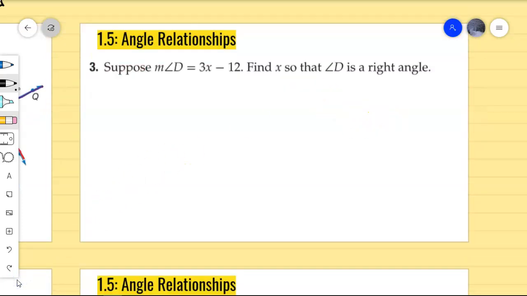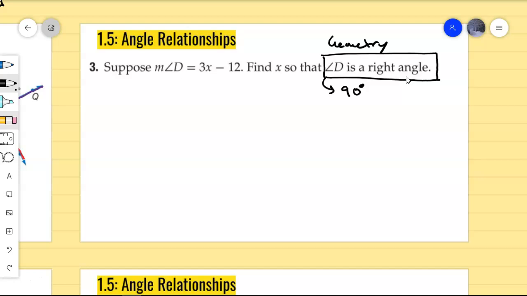Suppose the measure of angle D is 3x minus 12. So something has already been given to us. It says find x so that angle D is a right angle. Now, here are your geometry skills. What have you learned in geometry? If something is a right angle, what does that tell you? The answer is it should be equal to 90 degrees.